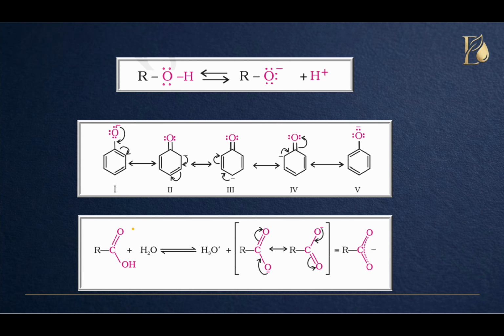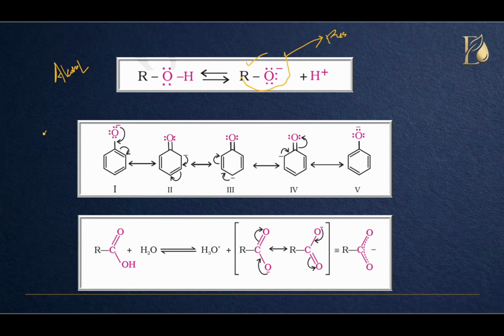Okay, now look at this. This shows the formation of the conjugate base of alcohols. Here, for this alkoxide ion, there is no resonance possible, right? Only one simple structure is possible for alkoxide ions, and the negative charge is on the oxygen atom. It is localized on this oxygen atom because there is no resonance possible.